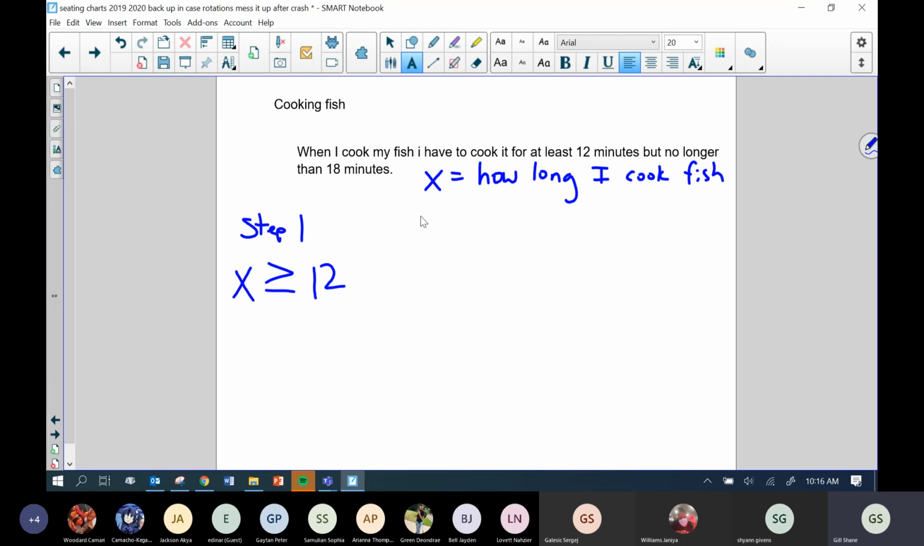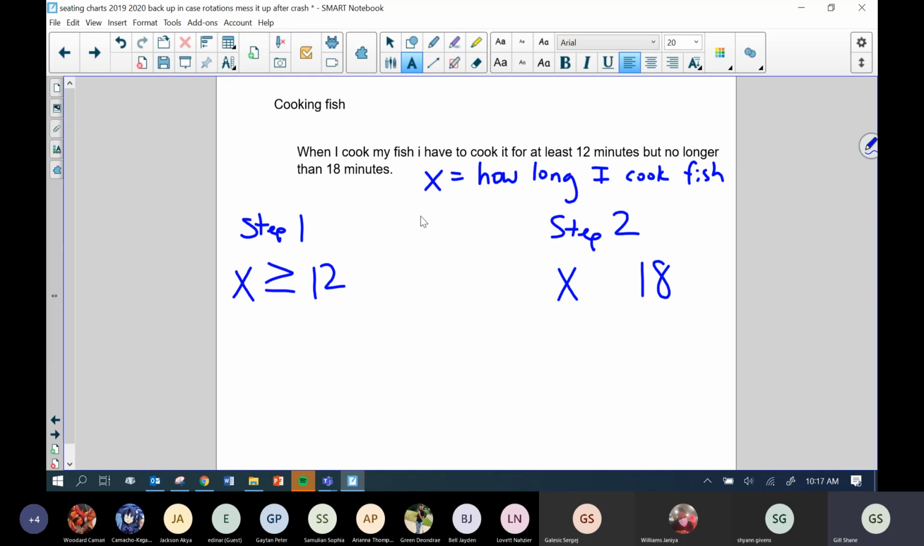So step 2, I come over here. I'm going to create the second inequality. So it says no longer than 18 minutes. So I start with x again. That's always my first, or I start with what's going to be in the middle, I should say. It's not always going to be x, but what's in the middle. Well, so the amount of time I cook it, could I cook it for 100 minutes?